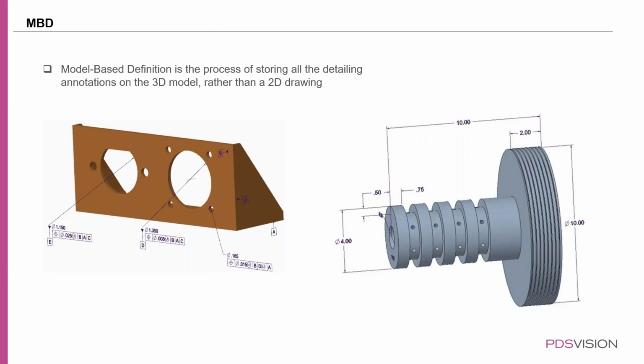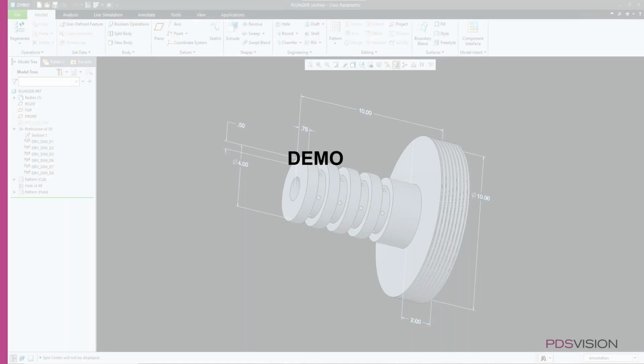All right, so MBD, which is model-based definition, is the process of storing all the detailing annotations on a 3D model rather than a 2D drawing. MBD is not to be confused with multi-body design, which I don't know if any of you know what that is out there, but when MBD is said, it's being referred to as model-based definition. So let's get into some demonstration for you guys.